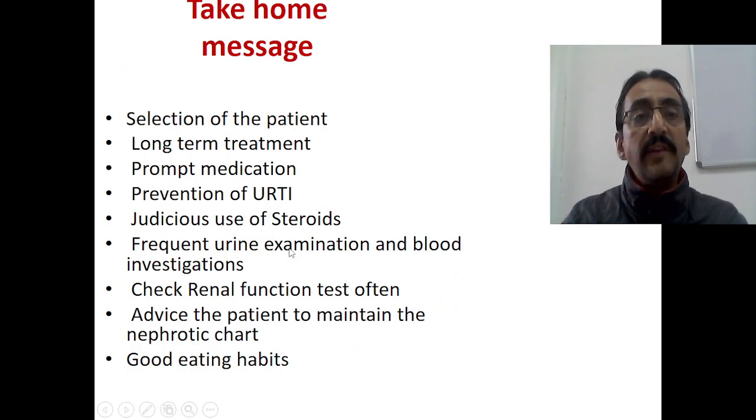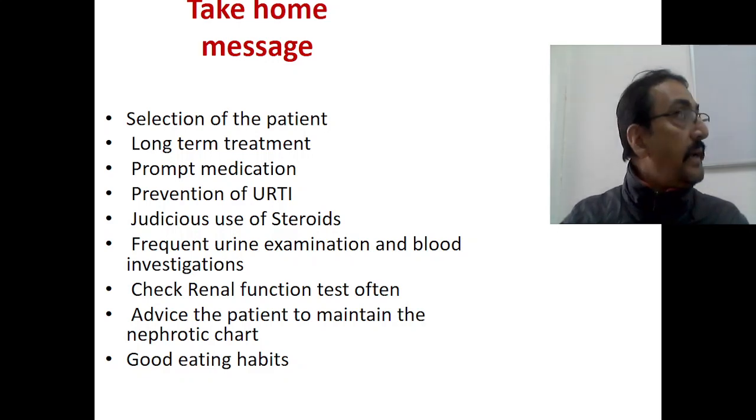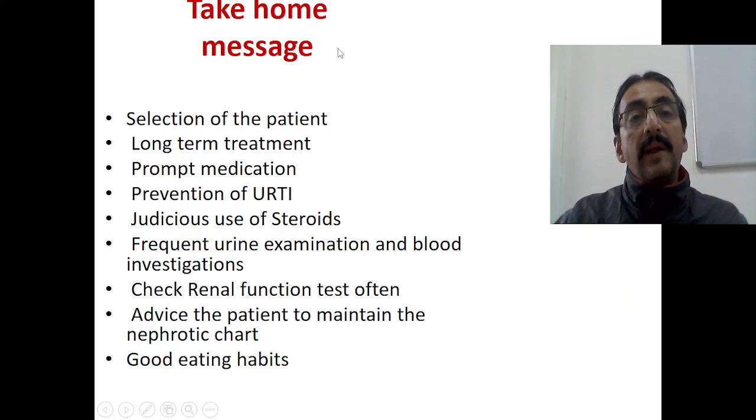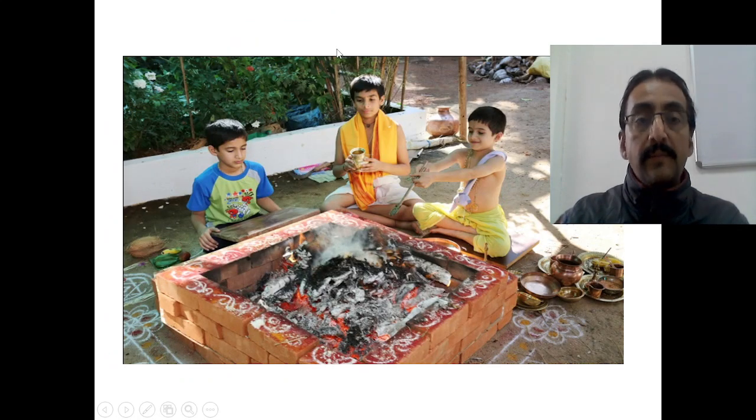What is the take home message? Selection of the patient is very important. Don't take all the patients. Long-term treatment is required. Prompt medication is required. Prevention of upper respiratory tract infection is a must. Judicious use of steroids. Frequent urine examination and blood investigations. Check the renal function test in between. Advise the patient to maintain the nephrotic chart and good eating habits. So these are the primary steps that we have to take.